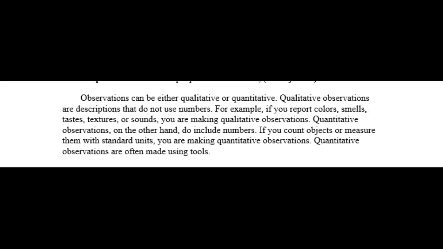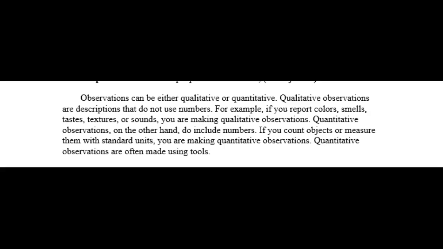Let's go over the examples that you just completed. Example 4. The classroom walls are yellow. That is a quality about the walls of the classroom. Therefore, it is qualitative. Example 5. The classroom floor is shiny. Again, that is a qualitative observation.